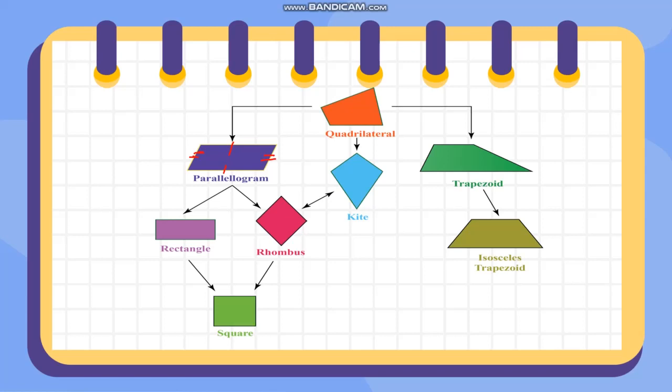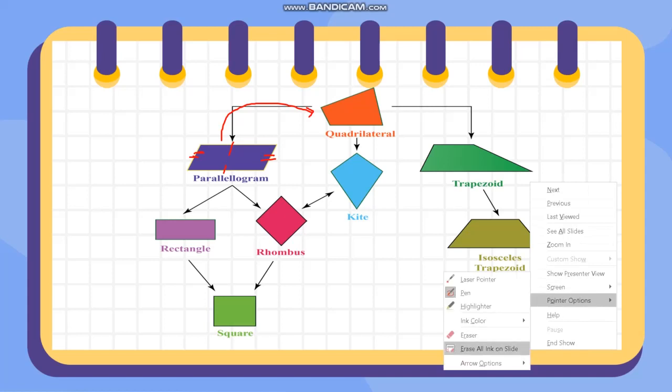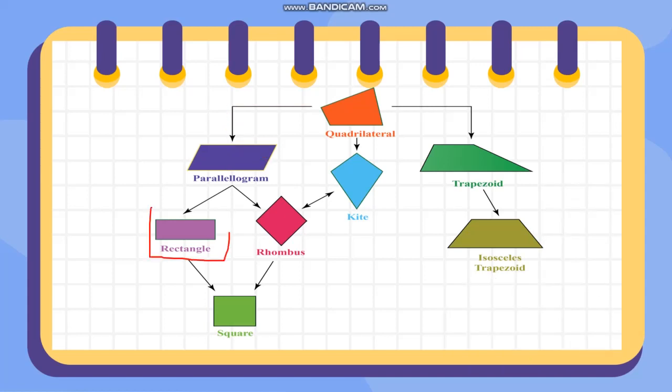Okay, so parallelogram is a family of quadrilateral, because it has four sides and four angles. But parallelogram is not a rectangle, parallelogram is not a rhombus, parallelogram is not a square. Okay, so now let's proceed to the next one. The next one is a rectangle. Okay, rectangle is a family of parallelogram. Okay, so rectangle is a parallelogram and rectangle is also a quadrilateral.